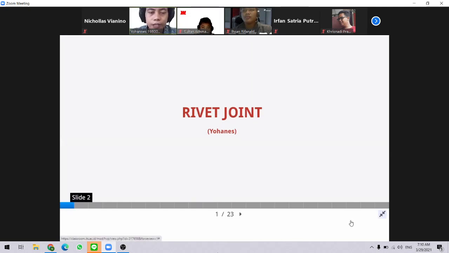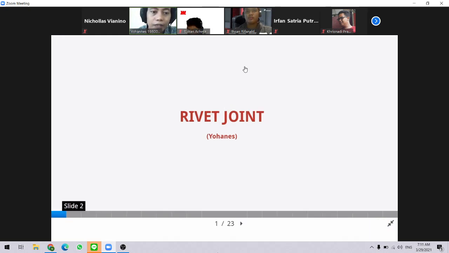So rivet joint is a kind of conventional joint. Why do we call this conventional? Because it was developed a long time ago, so it's a kind of traditional joint. But the technology is not traditional now. It's still growing and evolving, because technology always provides new methods to join mechanical parts. So it's a very interesting topic to discuss about joints in mechanical building.